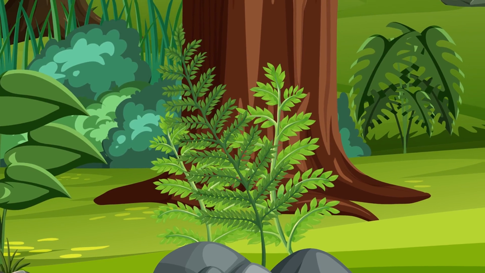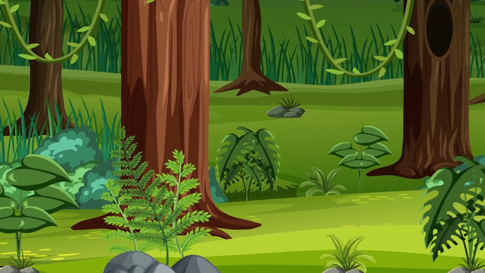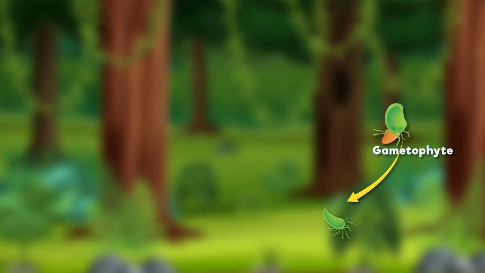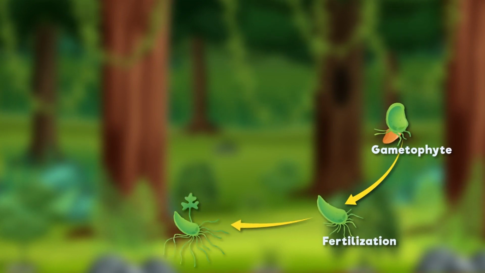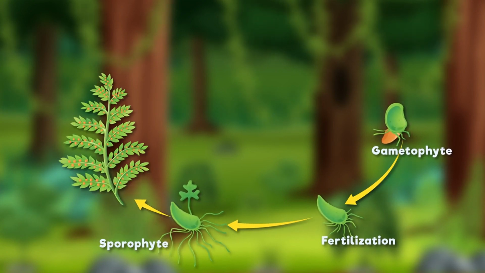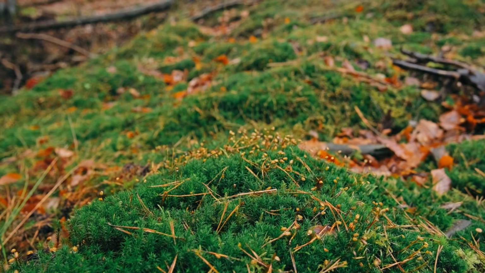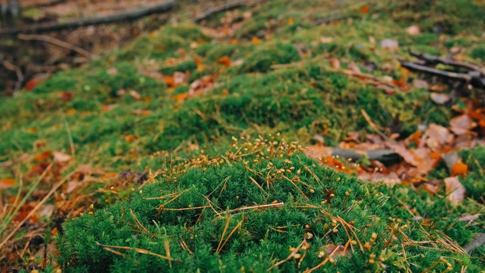Alternation of generations means that plants alternate between two different life stages, or generations, in their life cycle: a haploid stage called gametophyte and a diploid stage called sporophyte. The terms haploid and diploid refer to the number of chromosomes contained in the cells. There are two main phases, the gametophyte phase and the sporophyte phase.